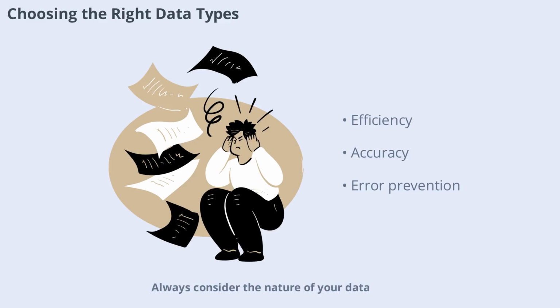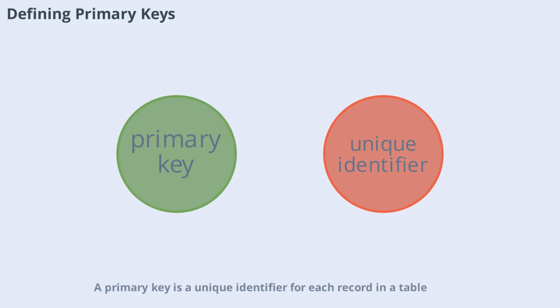Always consider the nature of your data and choose types that best fit your needs. Primary key is a unique identifier for each record in a table. Defining primary keys is essential for maintaining data integrity and enabling efficient data retrieval. Good primary keys are unique, stable, and simple. They help prevent duplicate records and make it easier to link related data across tables.